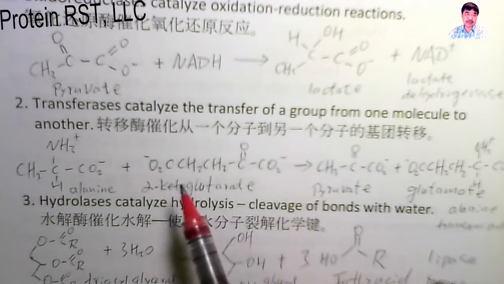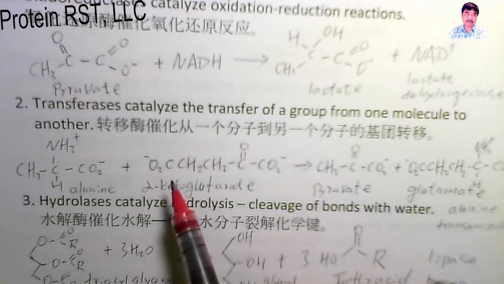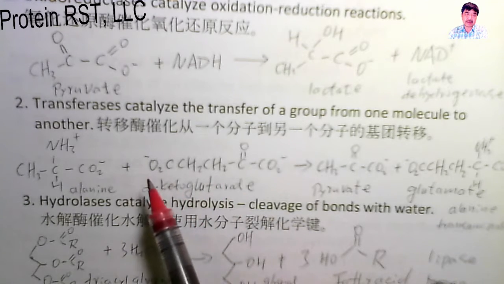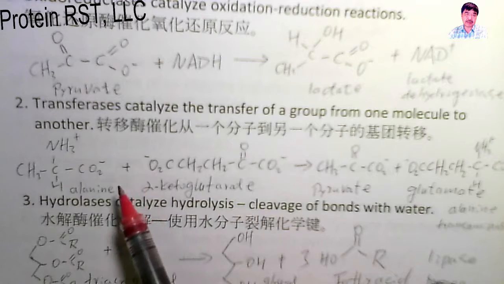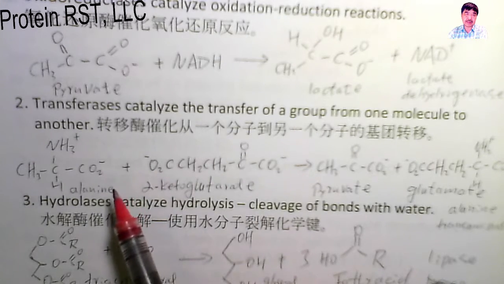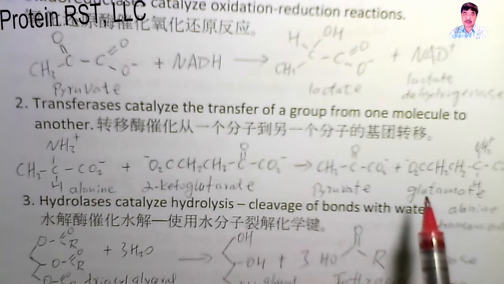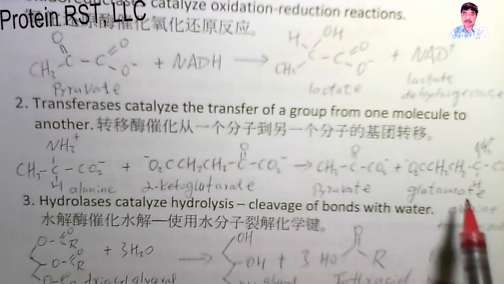This is the reaction regarding the amino acid conversion. The alanine, this one amino acid, is converted to another amino acid, glutamate.